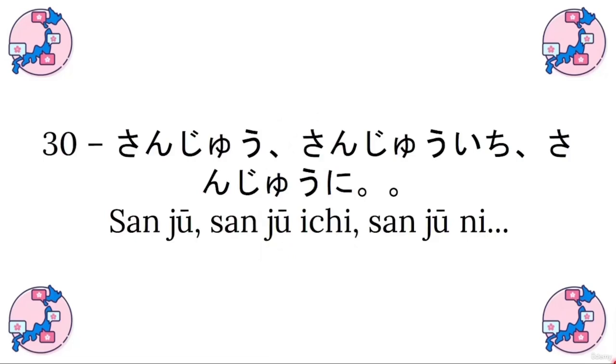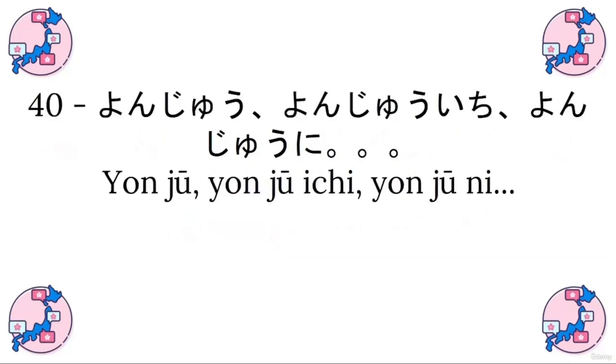Now, if we want to continue with 30, it would be exactly the same. So we would add 3 in front of the 10, and then it would be 30. And then afterwards, to 30, we just add 1, 2, 3. So 31, 32, 33, and etc. Same thing goes with 40. 41, 42.